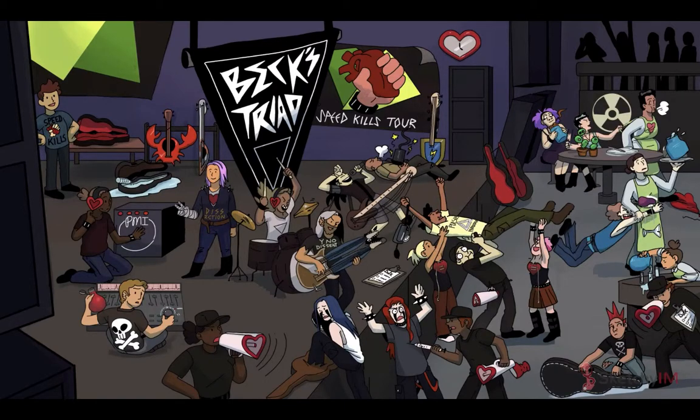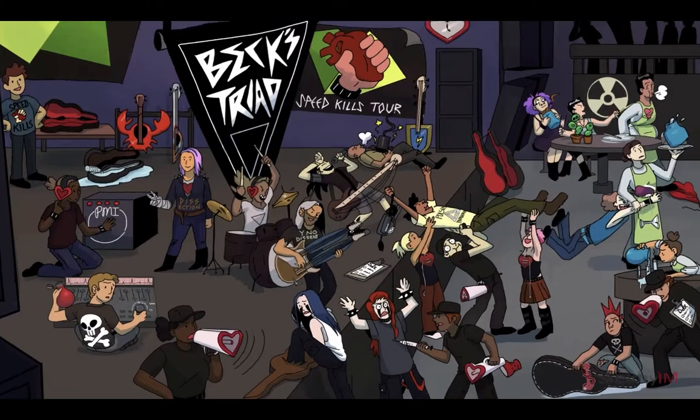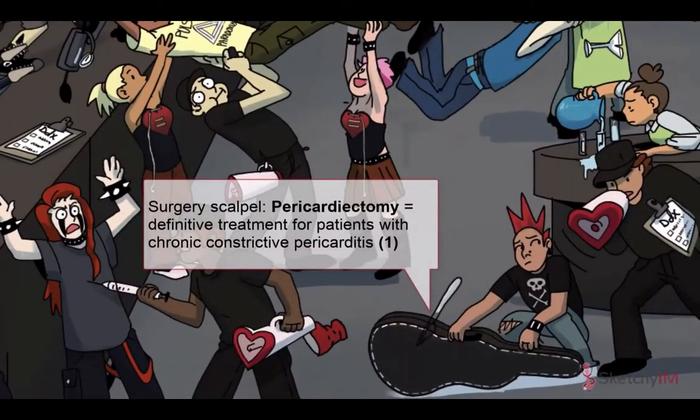First things first. If the underlying etiology is treatable, such as ongoing TB, uremia, or connective tissue disease, you should definitely get on that. That said, pericardiotomy, represented by our recurring sketchy surgery scalpel, is the only definitive treatment option for patients with chronic constrictive pericarditis. Fortunately, the majority of patients have significant improvement in their symptoms following pericardiotomy.